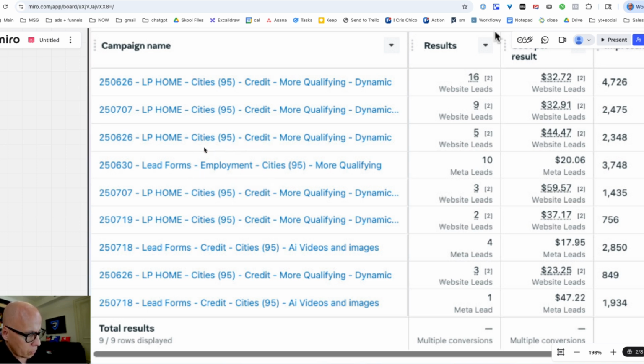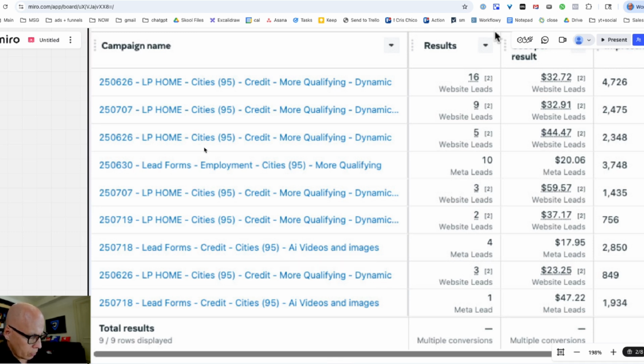Now, you see where it says more qualifying. That is the creative that we were using. So we were using ads that really called out to the audience and said to them, hey, if you're looking for full retail value, you might as well just list with an agent, because we can't really help you. You also see that there are some that say AI videos and images, and those are ones where we have AI generated videos and images, and so we mix them up in this particular account.